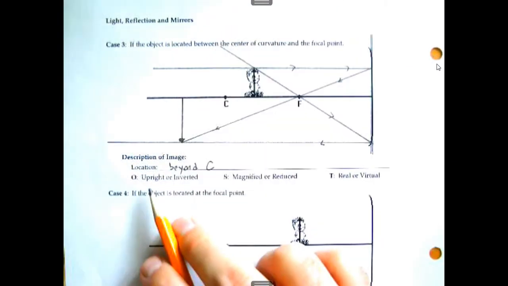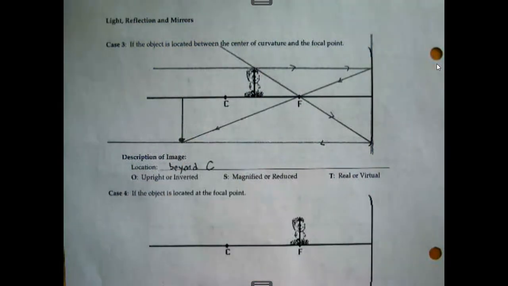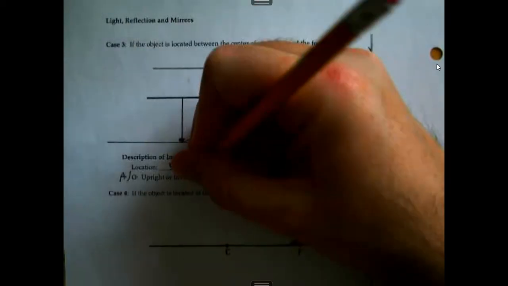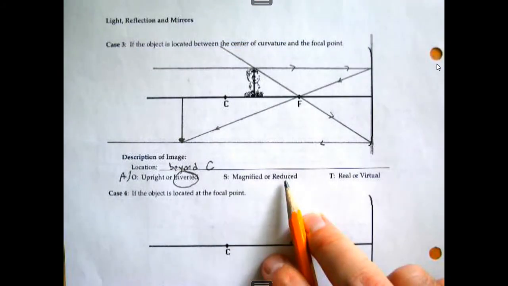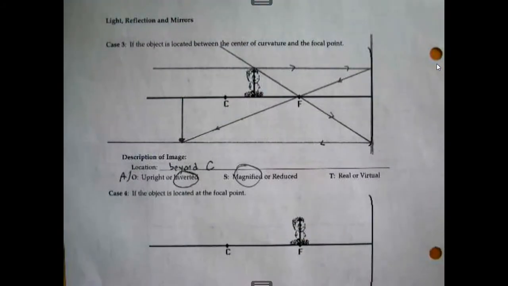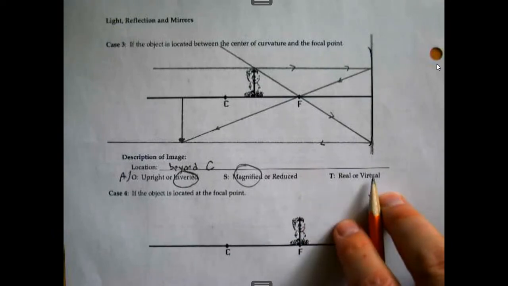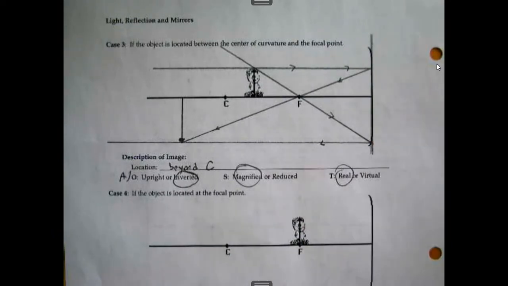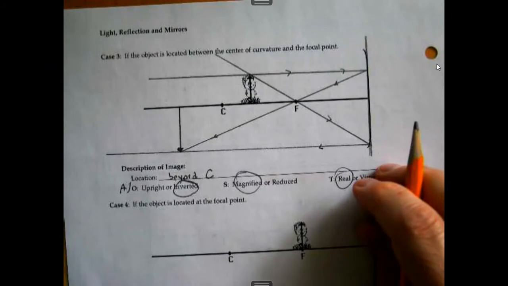Okay. Is it upright or inverted? Same thing we saw before. It's inverted. Is it magnified or reduced? It's magnified. Is it real or is it virtual? And it's real. Okay. Now what we want to do is look for a pattern here.